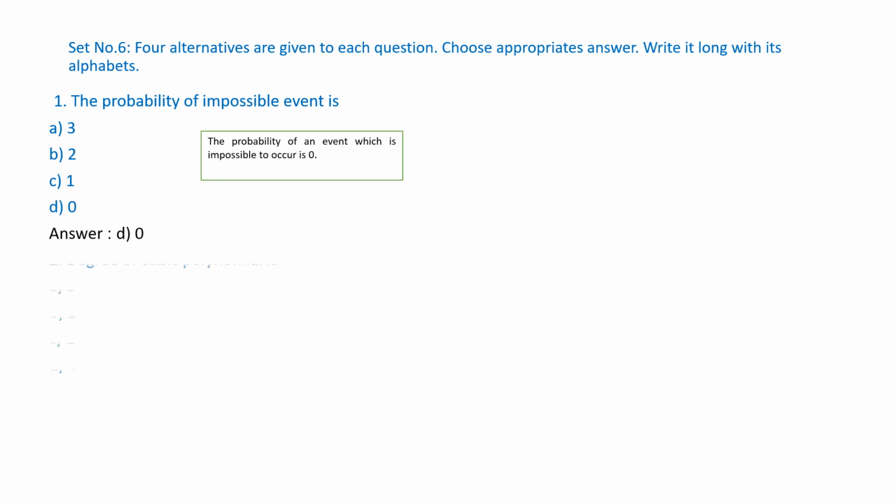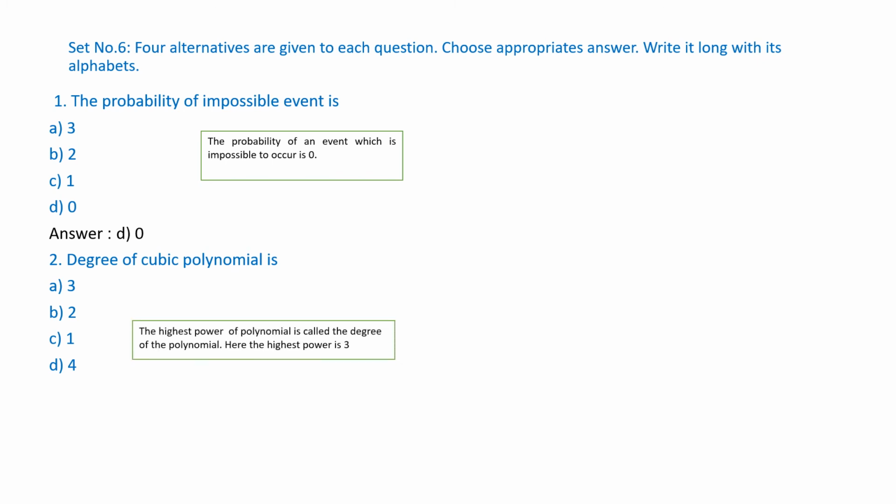Question number 2. Degree of cubic polynomial is option A 3, option B 2, option C 1 and option D 4. The highest power of a polynomial is called the degree of the polynomial. Here the highest power is 3, hence the answer is 3.